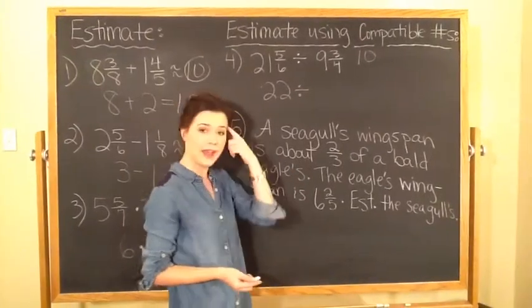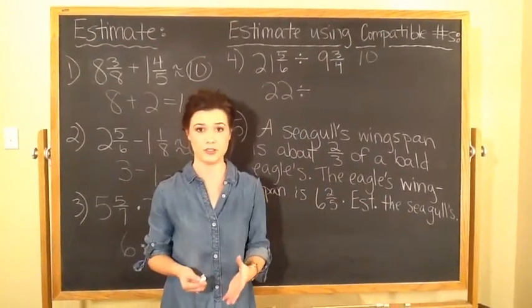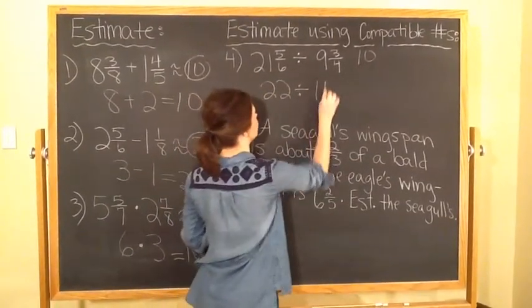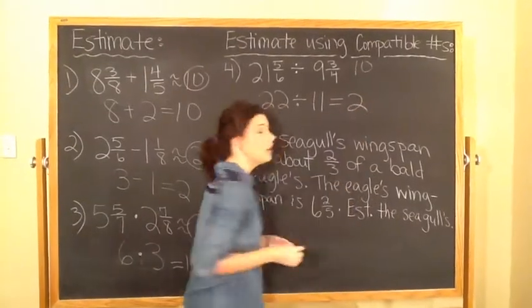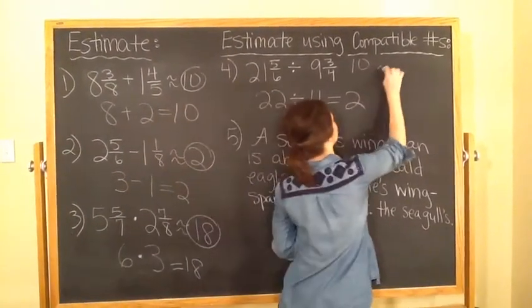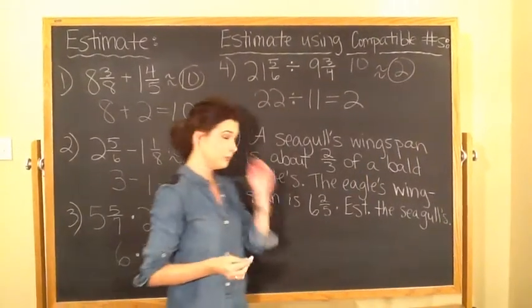So I know in my head that this is a 22, so that means 11 goes into it. So I'm going to go ahead and round up a little bit more, to 11. So now I'm going to get a whole number answer of 2. So that's a little bit easier. With using the compatible numbers, we figured out that this answer is about 2.